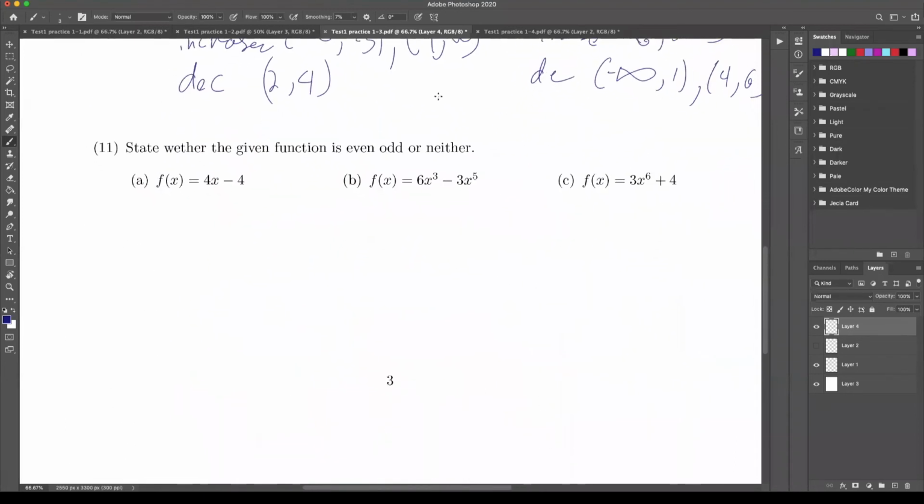All right. So state whether the functions are either even, odd, or neither.